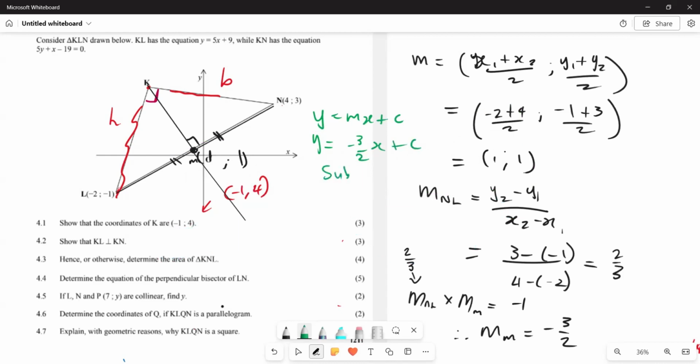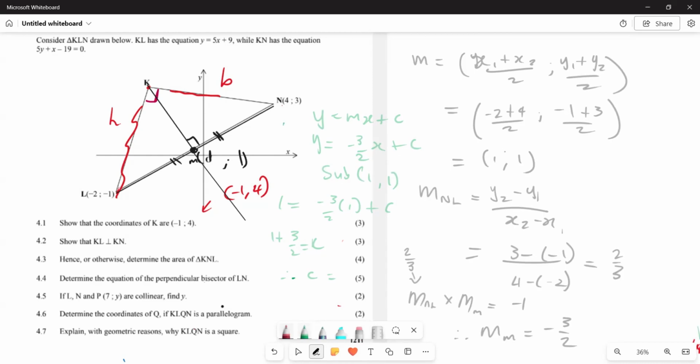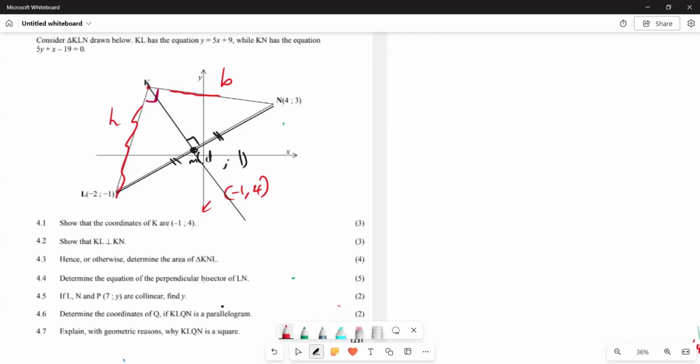Then you substitute the point (1, 1), right? When you substitute the point (1, 1), this is 1 is equal to -3/2 times 1, then plus c. Then when you take this one to this side, it's going to be 1 plus 3/2 is equal to your c. Therefore, the c that you are going to find here is going to be same as 5/2, if I'm not mistaken, right?